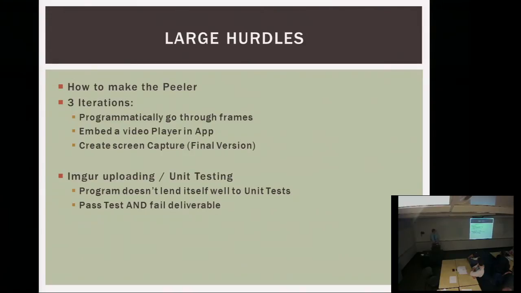And the second big hurdle I ran into was the Imgur uploading. When I was writing unit tests, I realized that the program didn't translate well to unit testing because for the unit test of the GIF uploading, I was just checking to make sure the status code was correct and the file type that was uploaded was a .gif. And due to that, I was able to pass the test and fail the deliverable due to the fact that it was only uploading the first frame as a .gif. The status code was 200, so it was functional, but you don't want the first frame of a GIF. You want the full GIF.